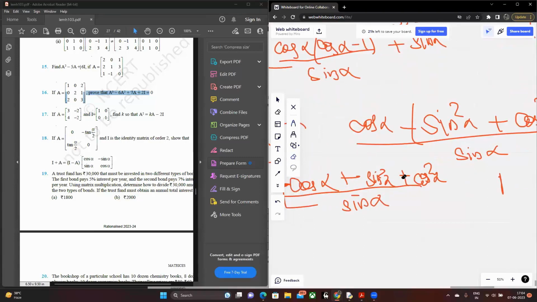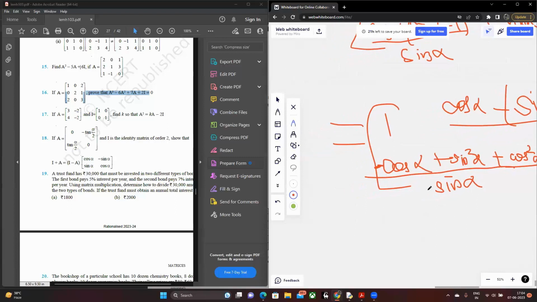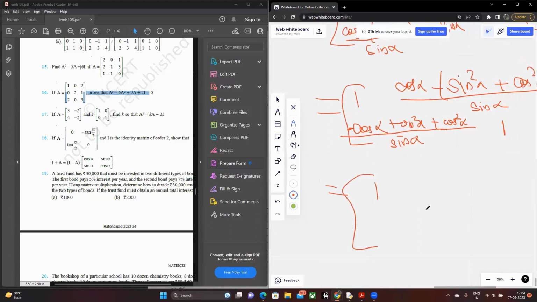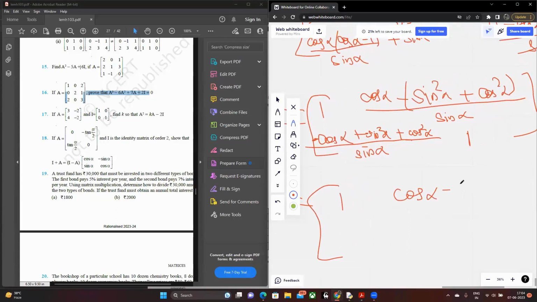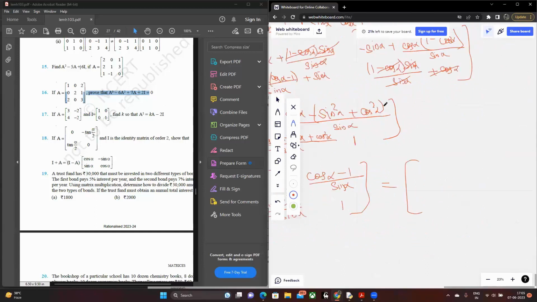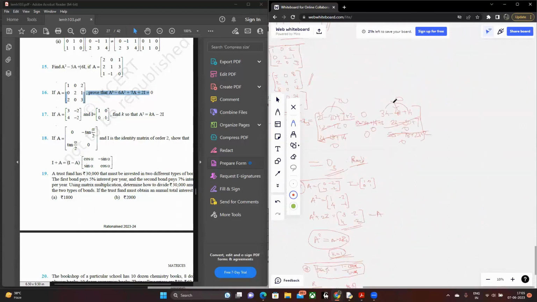Again, I'll just write this properly. This is sine squared alpha, this is cos squared alpha, and this is minus cos alpha. We all know that sine squared plus cos squared is 1. So this is basically 1, cos alpha minus 1 by sine alpha. This is 1 minus cos alpha by sine alpha and 1. Which is basically, again, reapplying this formula over here. Wait a minute.